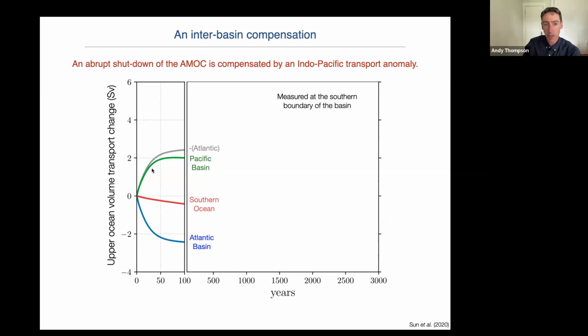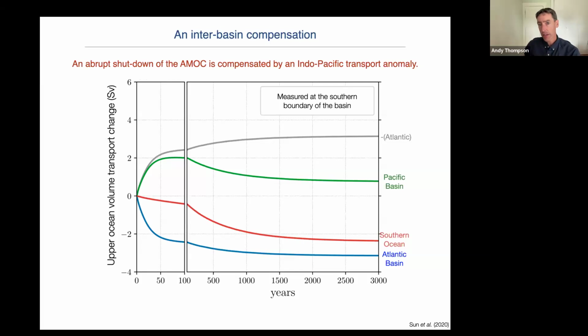But if we look in the Pacific Basin, we get an overturning perturbation that has the opposite sign of the Atlantic, and it is almost the same magnitude. So in gray here, I'm just plotting the opposite of this blue curve. And so what we found is that when you have a weakening of the AMOC, on short multi-decadal to centennial timescales, we have a compensated response by the Indo-Pacific, which is an overturning change of roughly the same magnitude, but the opposite sign.